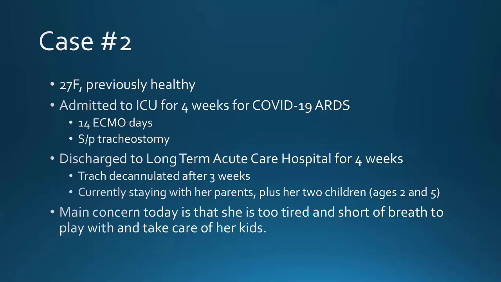So maybe one of her goals would be, I'd like to be able to be more independent in taking care of my kids. How can we achieve that goal? Well, you may need physical therapy for endurance training. You may need occupational therapy so you can learn how to pick your children up again if you've had shoulder dysfunction from having been prone in the bed, for example.